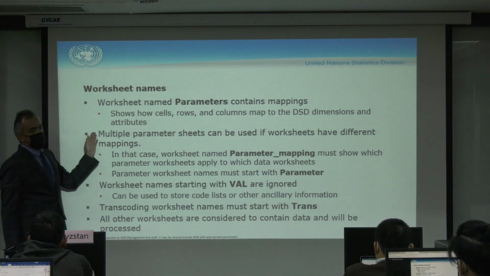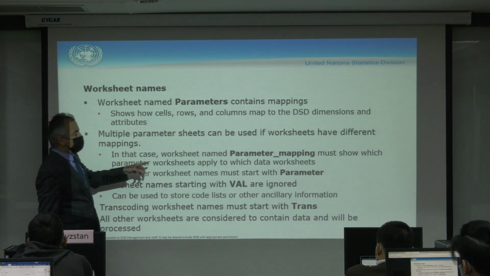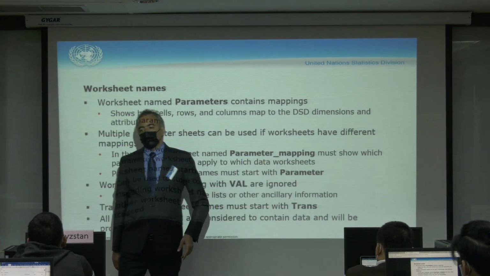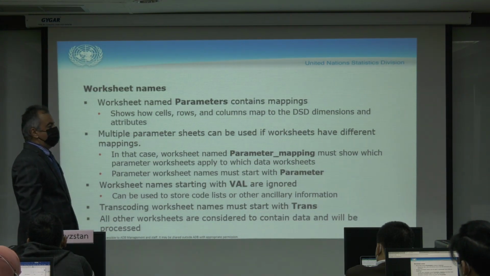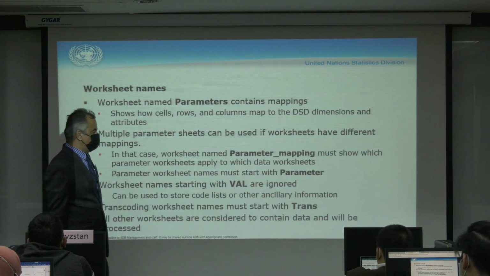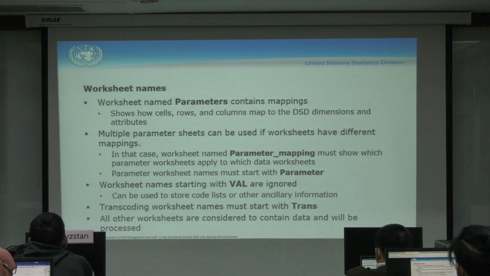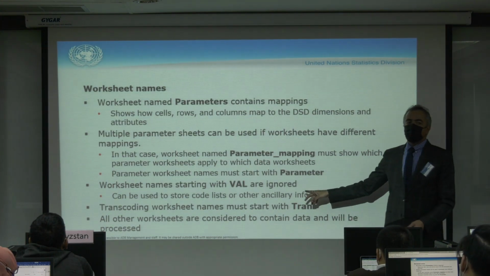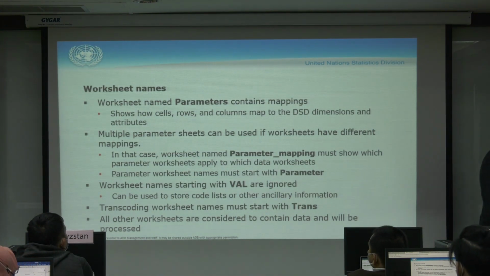When you have multiple parameter worksheets, it's slightly different, because then you need to have a worksheet named parameter mapping, and there you specify which parameter worksheets apply to which data worksheets. Then all the worksheets that have not been mapped to the parameter worksheets will not be processed. And if you have any transcoding worksheets, which we'll look at tomorrow, they need to start with props.